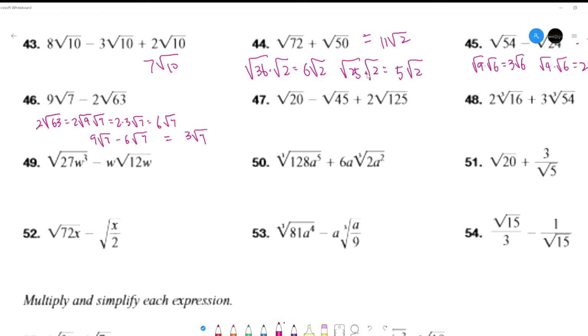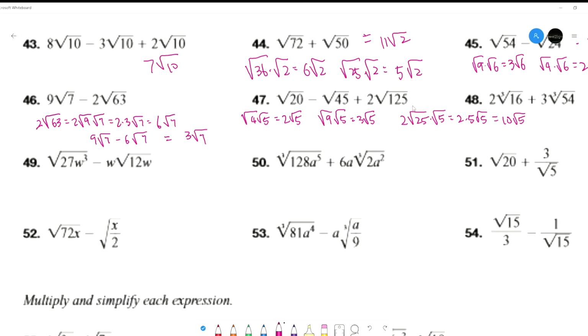Okay, so we'll just do up to 47 and then move on. So radical 20, we know that's radical 4 and 5. So that's 2 radical 5. Radical 45 is 9 and 5, right? So that's 3 radical 5. And then the last one, 2 times radical 25 times radical 5 gives us 2 times 5 radical 5, which is equal to 10 radical 5.